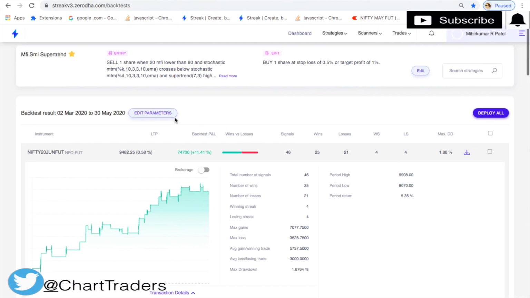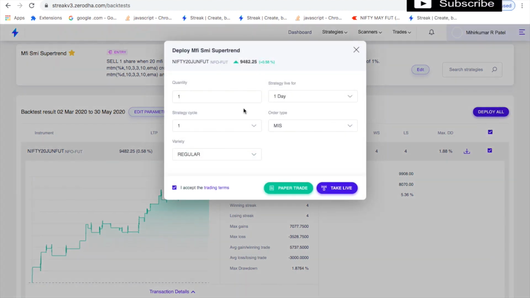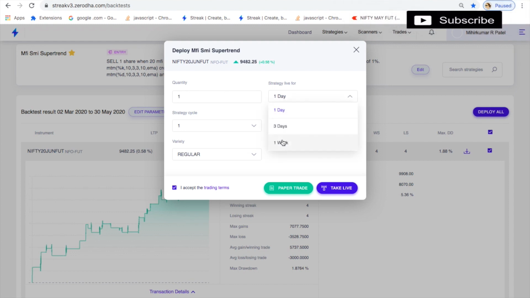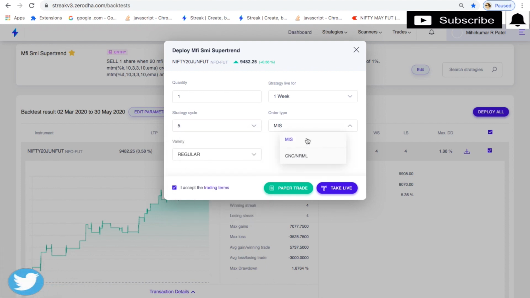Once you know that your algorithm is giving good accuracy, you can go live. In order to go live, just click here and deploy. It is going to ask how long to run the strategy live; I want to do 1 week, and the quantity that you want to buy. Strategy cycle means number of trades per day, that is 5. Order type MIS or CNC, that is available with Zerodha only. Regular means regular or bracket. I am going to select regular.